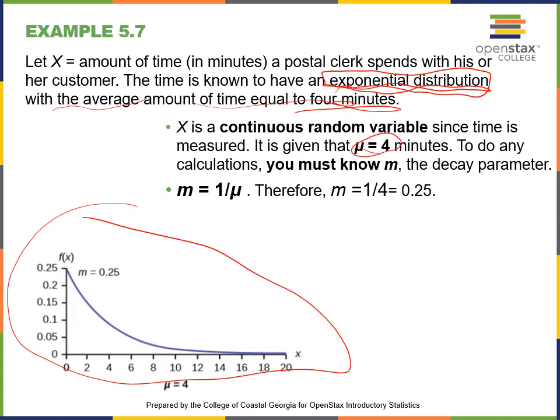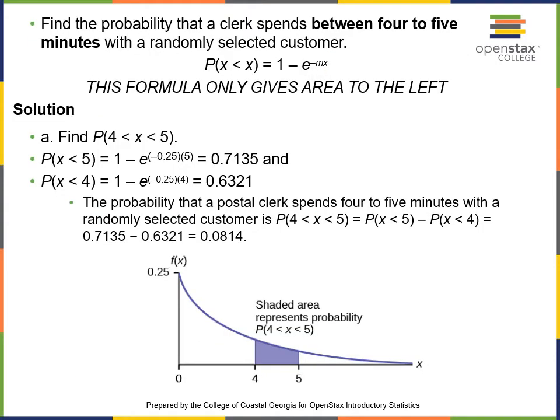So we have a continuous random variable because we're talking about time being measured on a scale. Our mean is 4, so we would have to first calculate m. Once we calculate m, which is 1 over the mean, which would be 1/4, we're ready to go. So we have m, 0.25. We know what the starting point is in terms of the height here. And then we need to calculate a particular problem. So here's a question. Find the probability that the clerk spends between 4 and 5 minutes.